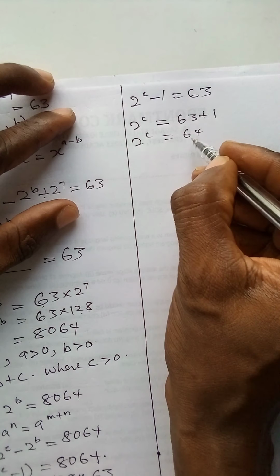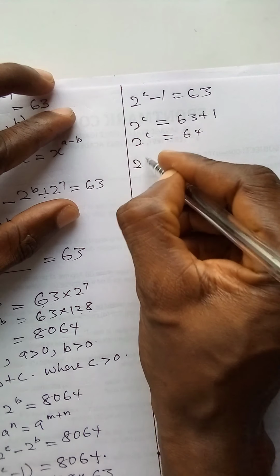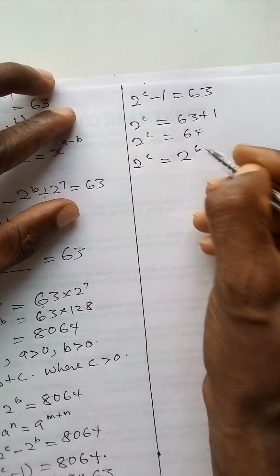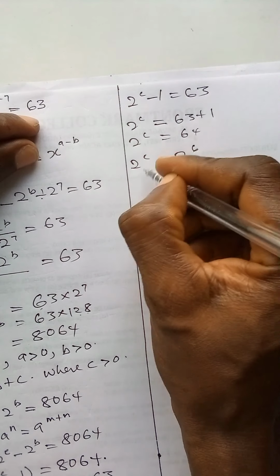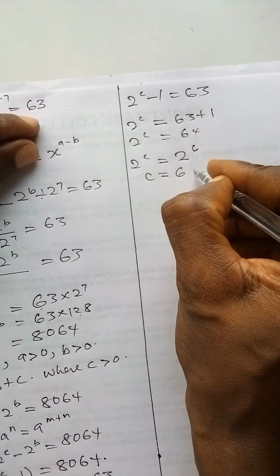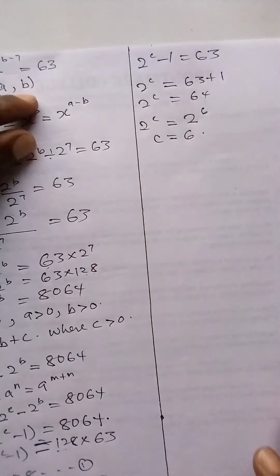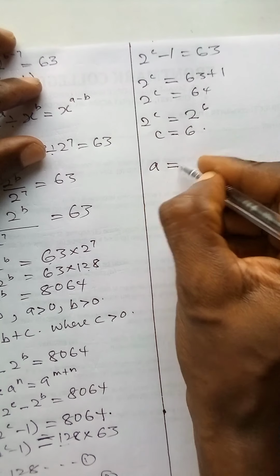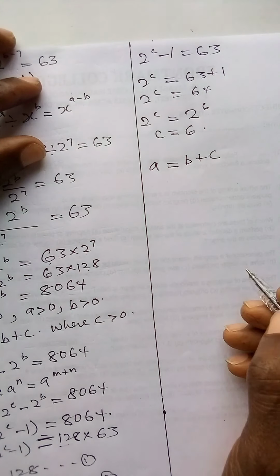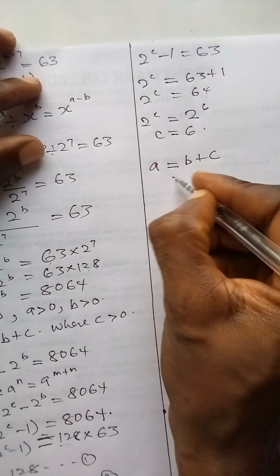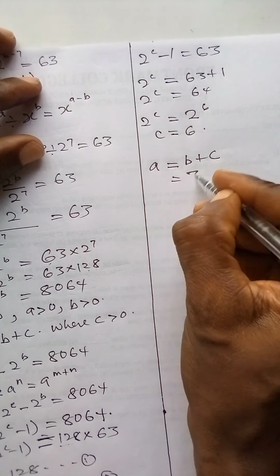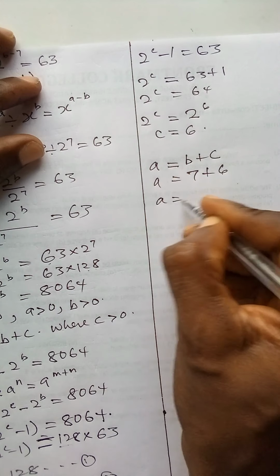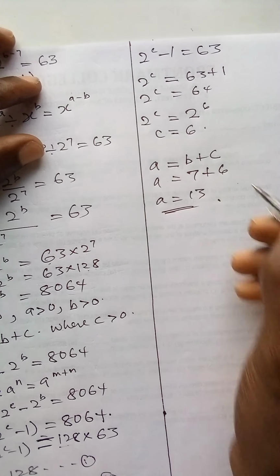So we can express 64 as a number in base 2. So 2 to power c is equal to 2 to power 6. In that case, c is equal to 6. And let's remember that we made a substitution that a is equal to b plus c. Now, if b is 7 and c is 6, a is equal to 13.